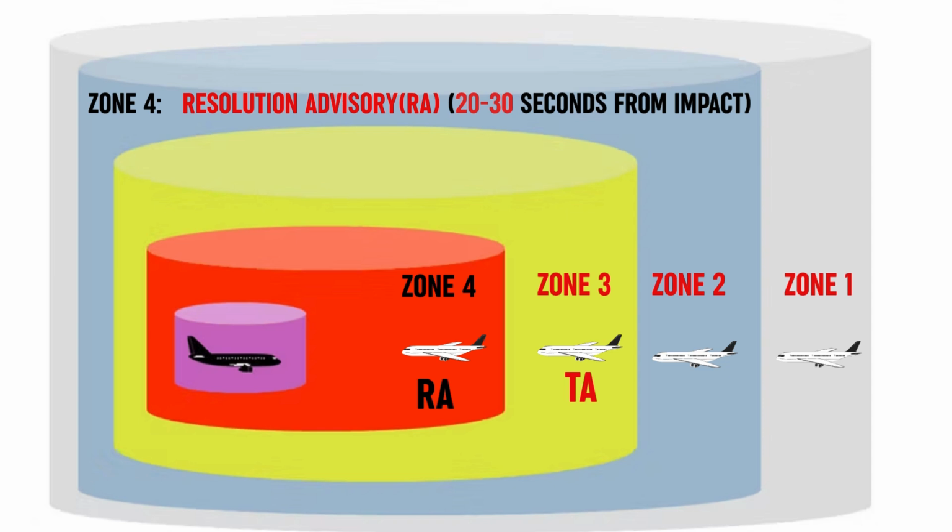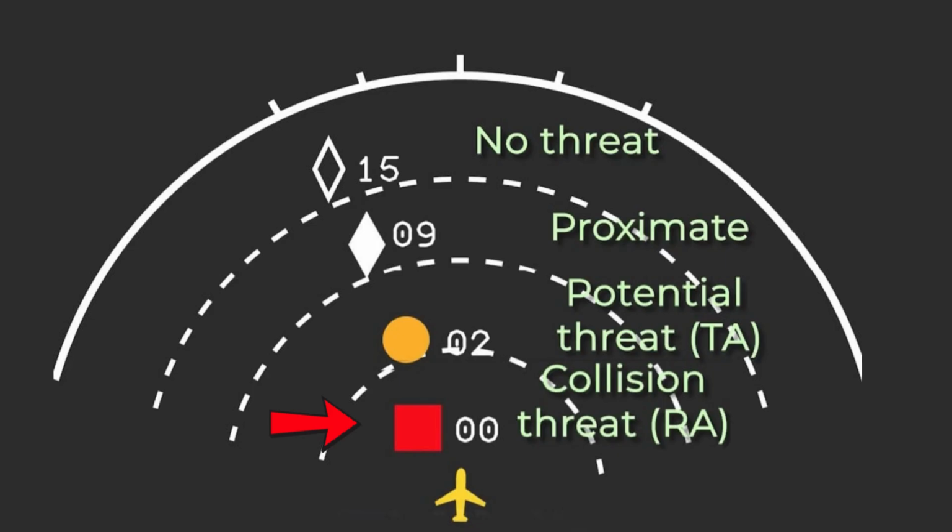This traffic is a threatening traffic and likely to result in a mid-air collision. This is displayed for traffic which is approximately 20 to 30 seconds from the point of impact. This is displayed as a solid red square, and this will generate resolution advisory commands and the pilot must promptly climb or descend as per the resolution advisory audio commands.